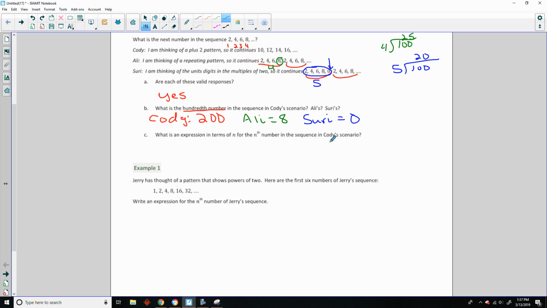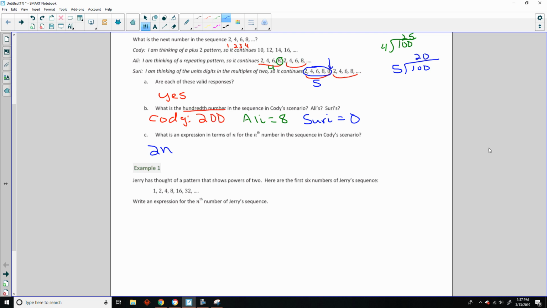Okay. All right. C says, what is an expression in terms of n for the nth number in the sequence in Cody's scenario? Okay, so one example is, well, we know that the terms are multiplied by 2, so we could say 2n. So the 10th term would be 2 times 10 or 20.